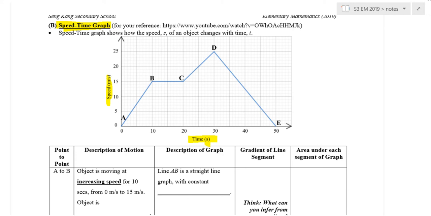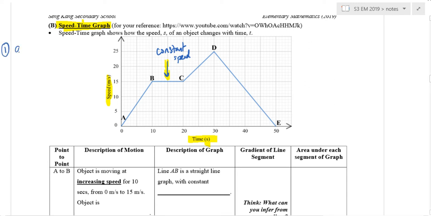By the way, I forgot to tell you all, whenever you see a graph question, the first thing is to highlight the axis. Without the axis, you will tell me, teacher, BC is not moving, because you think that it's distance time. But with the axis, you see that this is speed. Speed means BC is constant speed. So can you write down? This is constant speed. Alright, constant speed.